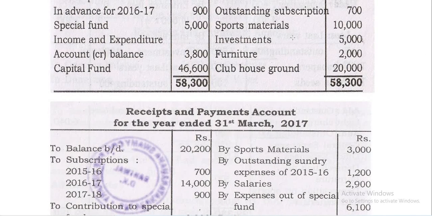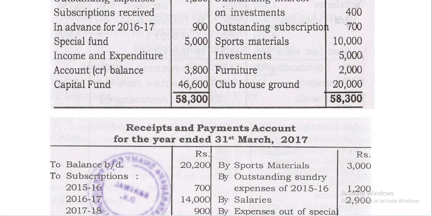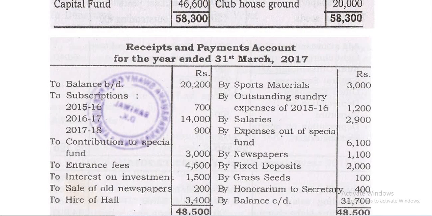Supposing subscription outstanding here is 1,000 and received for 15-16 is 700. That means out of 1,000, you have received only 700 rupees and still 300 rupees are payable. That will appear in the closing balance sheet. But here there is no such thing. 700 was outstanding, 700 received. So there is no outstanding subscription for the previous year, and therefore you have to simply ignore that.